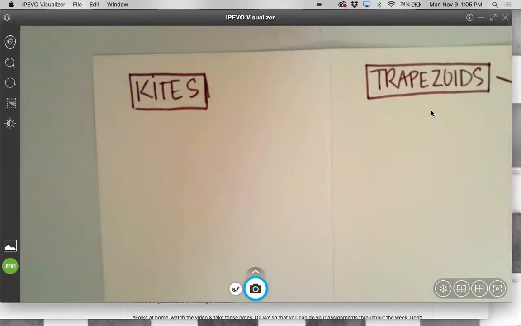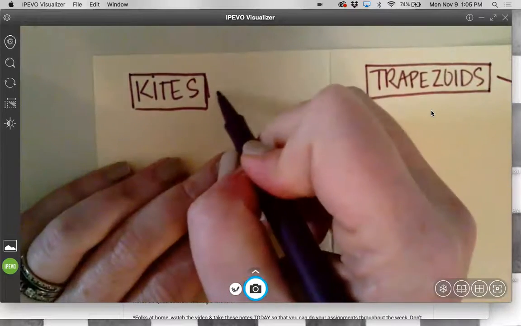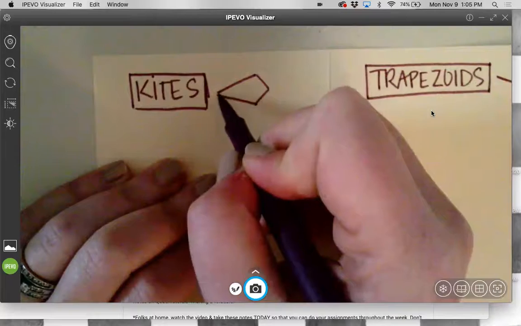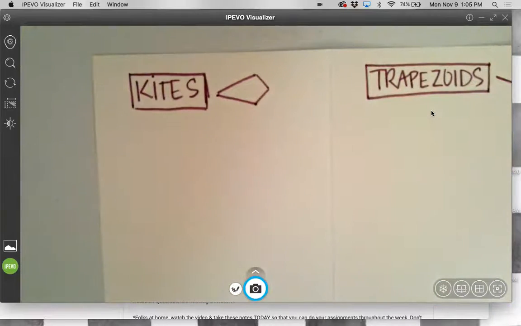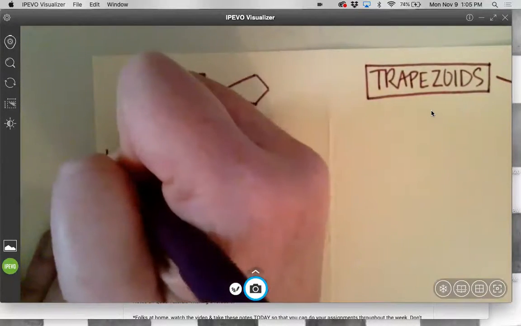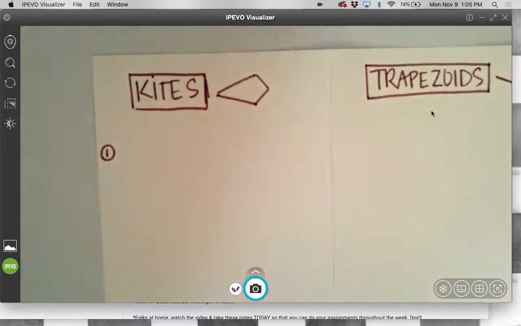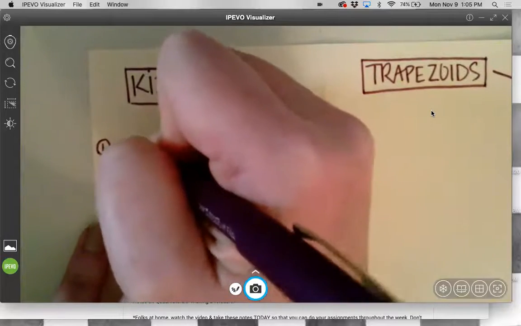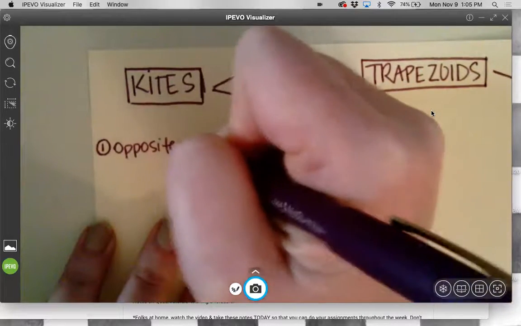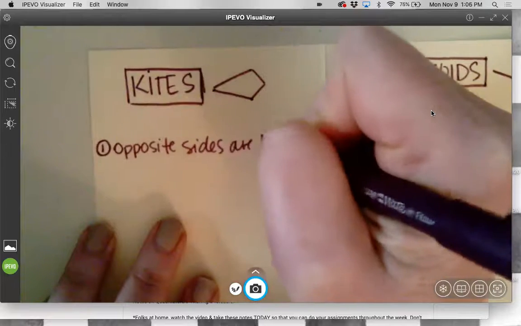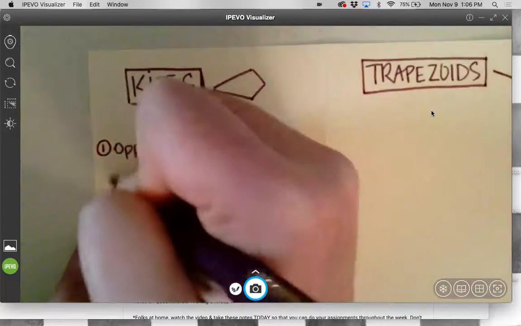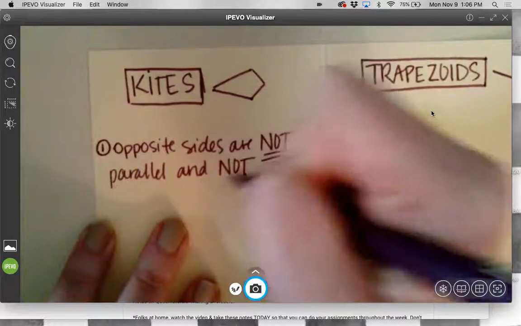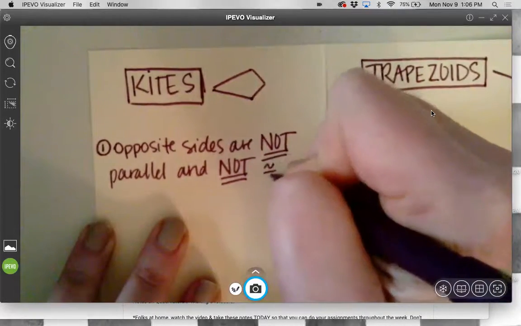A kite looks just exactly like you think it's going to look. I'm going to draw just a sketch up here of a real basic looking kite. The kind that you flew when you were 5 years old, right? That's a kite. And the first property is really not a property, but it is a fact, just kind of a reminder. On kites, opposite sides are not parallel or congruent.